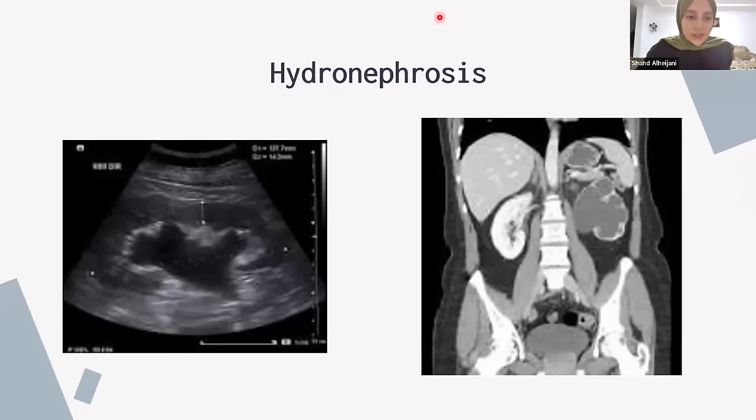On ultrasound, you'll see this. This will confirm the hydronephrosis. And then you can still do a CT later on and you'll see this presentation. But if you suspect a kidney stone, again, you can still see it on an ultrasound, but the best modality of choice, CT. CT without contrast.